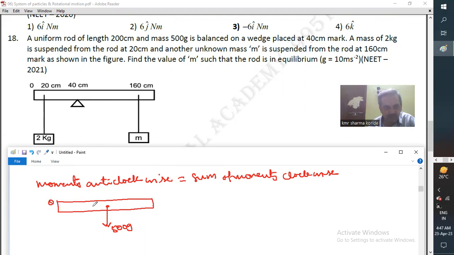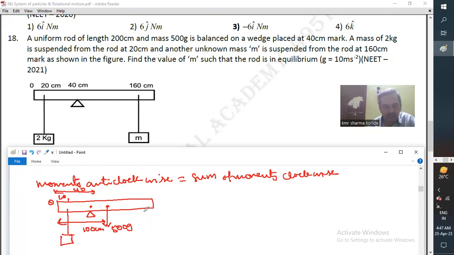This is 0. The fulcrum is given at 40. Here is the fulcrum. Now, at 20 centimeters, there is a mass of 2 kg suspended. This is 20 centimeters from the end, from here to here. So the fulcrum is at 40. Then this gap we need to take here. The weight of the scale is acting at 100 from the one end, 100 centimeters in particular.